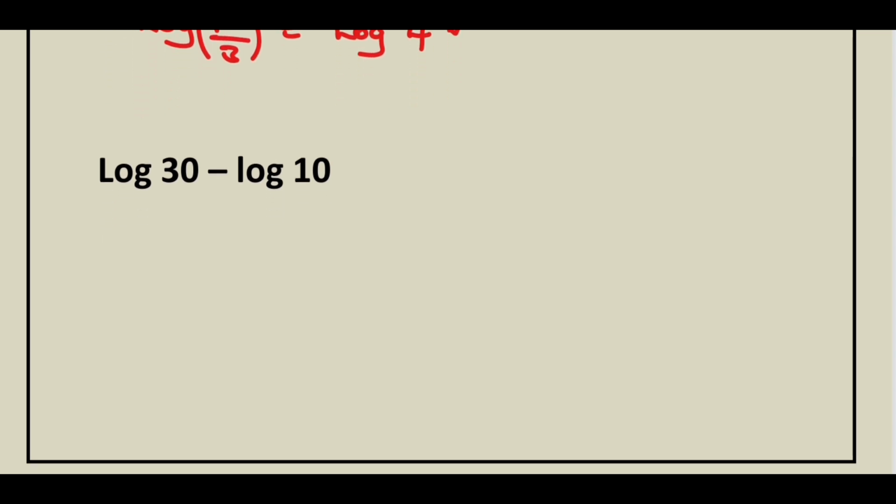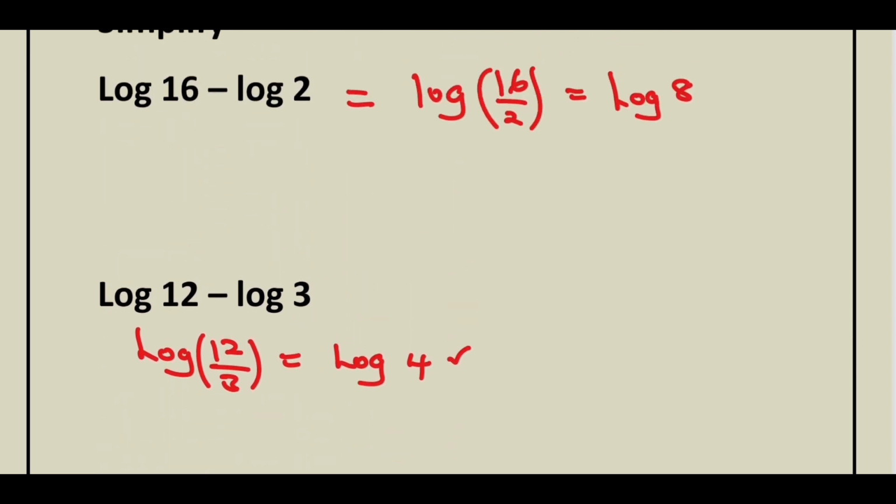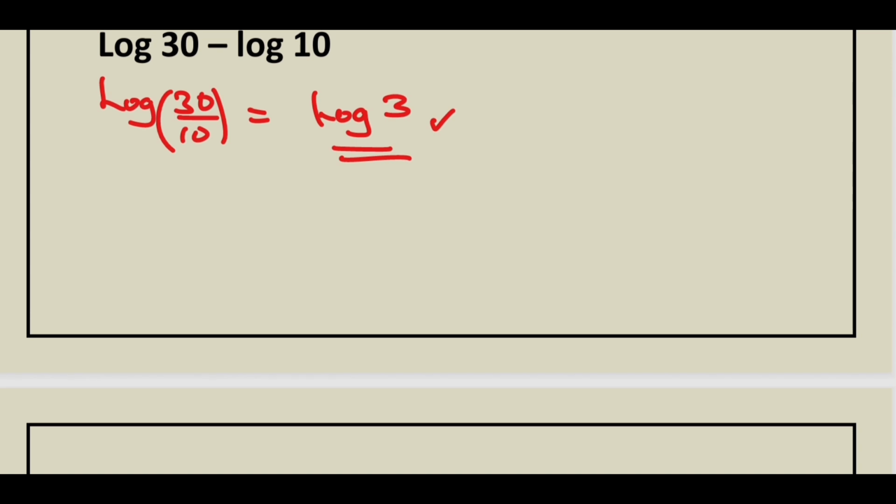The next, log 12 minus log 3. This one becomes log 12 divided by 3, and this becomes log 4. Then this is log 30 minus log 10. This becomes log 30 over 10, and this becomes log 3. So we are told to simplify. In this case, log 4, log 8, and log 3 cannot be simplified further because you are not able to express 3 to base 10. Even though these are logs to base 10, you cannot express 3 to base 10.